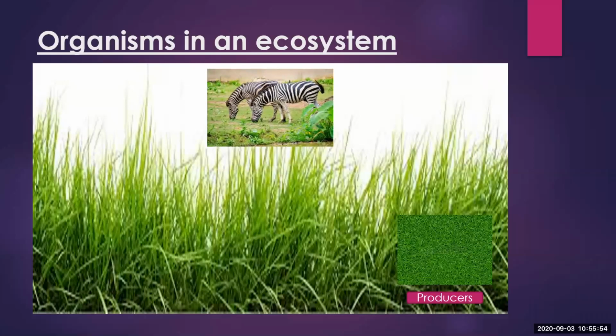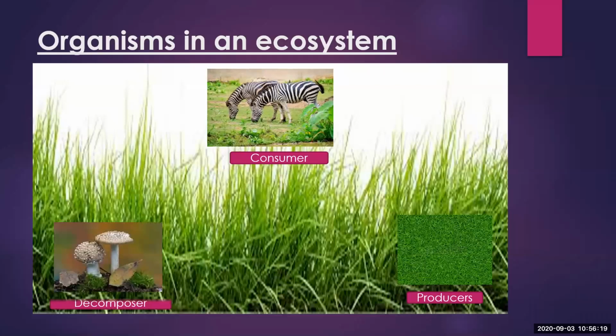Then there are animals like zebra. They are the consumers. They are eating the grass. You can see in the picture also, zebras are eating the grass. So they are what? Consumers. They cannot make their own food, so they depend on others like producers for their food. So they are known as consumers.